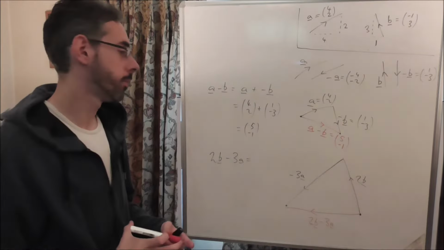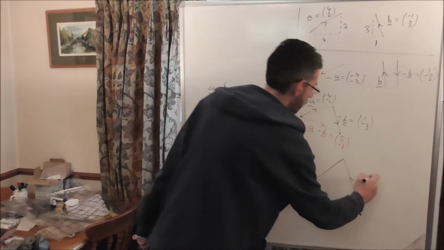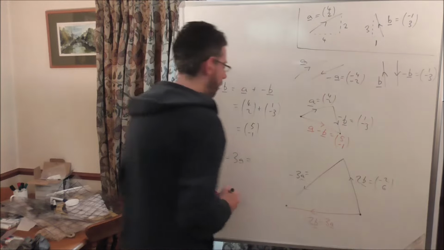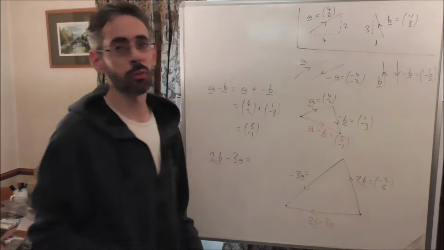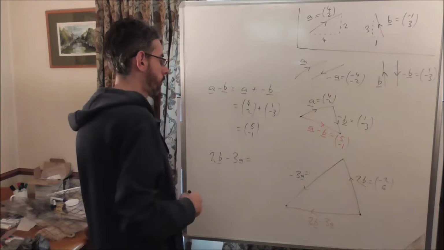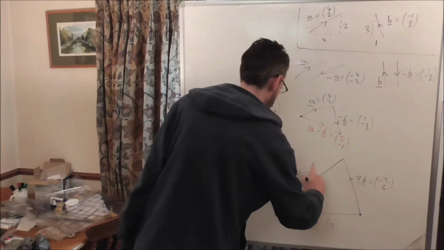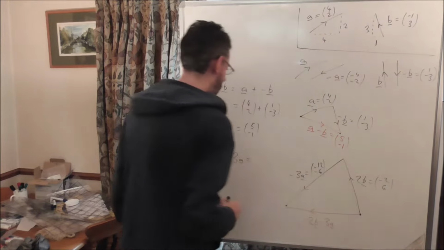So let's work that out. Well, 2B is just two lots of B, so two lots of minus 1, 3 is minus 2, 6. And let's work out minus 3A. Well, 3A would just be three lots of that, which is 12, 6. So minus 3A is the negative of that, which is minus 12, minus 6. So that's 12 left, 6 down.